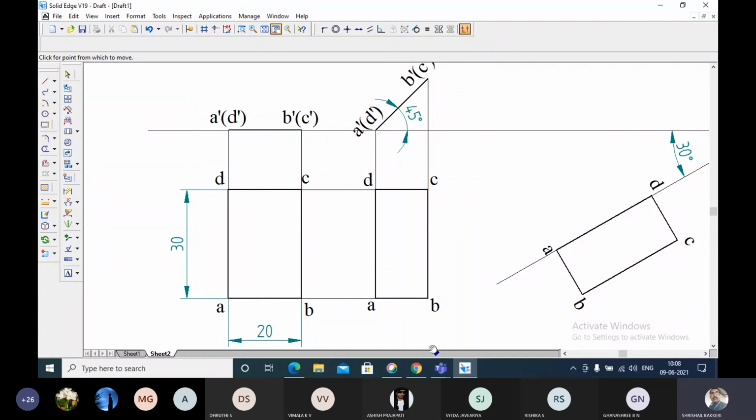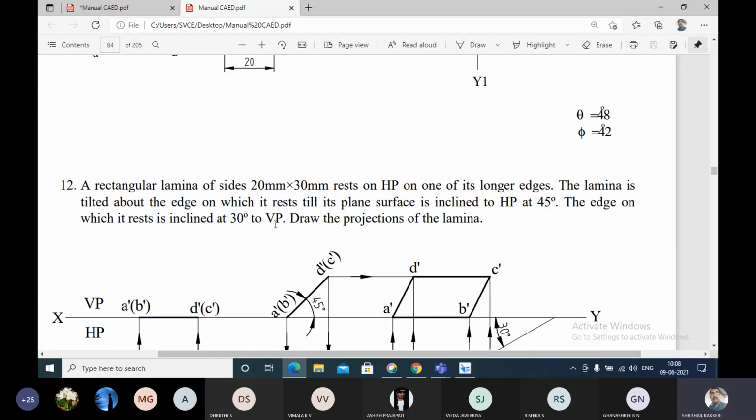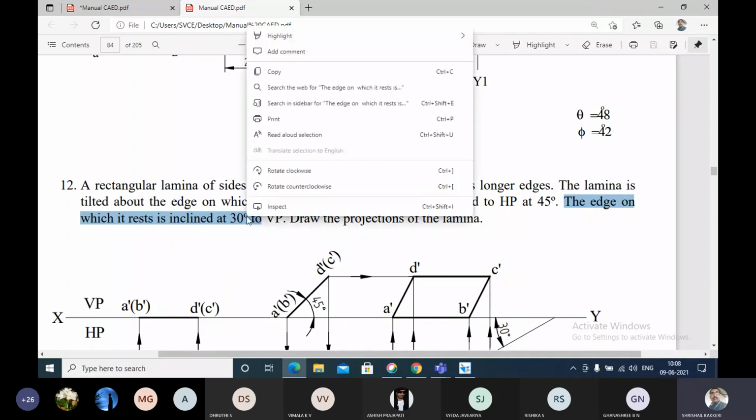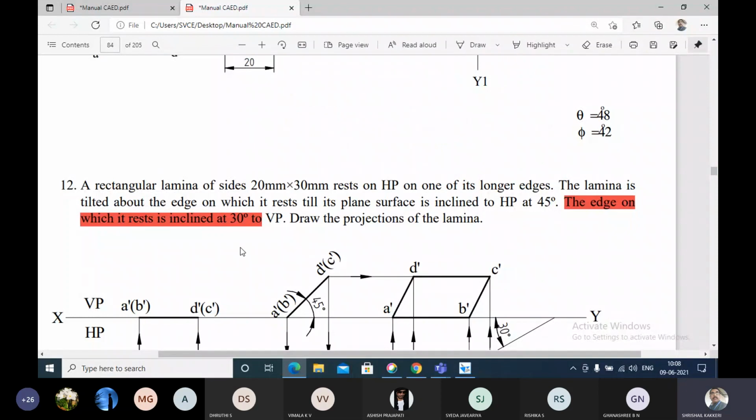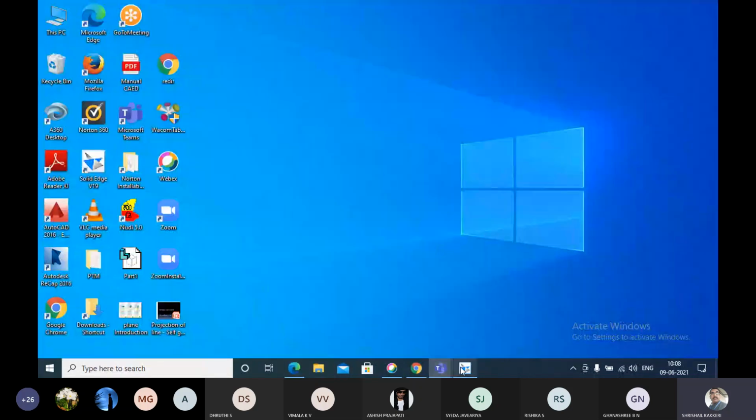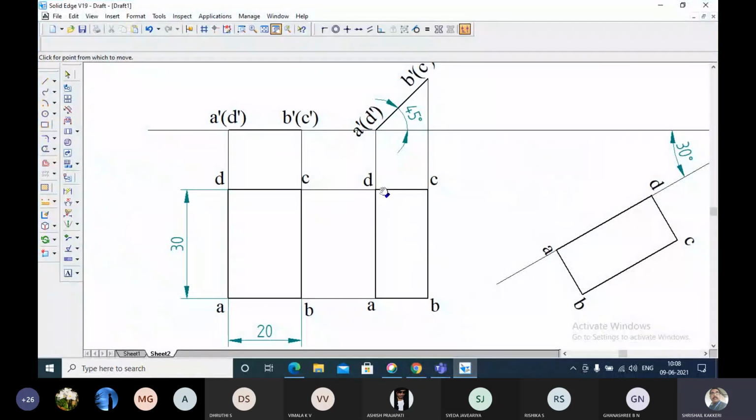Now the next point is the edge on which it rests is inclined to VP at 30 degree. This is the edge on which it is resting, and that is inclined to VP at 30 degree. That's all. Now my problem is solved. Correct, no?